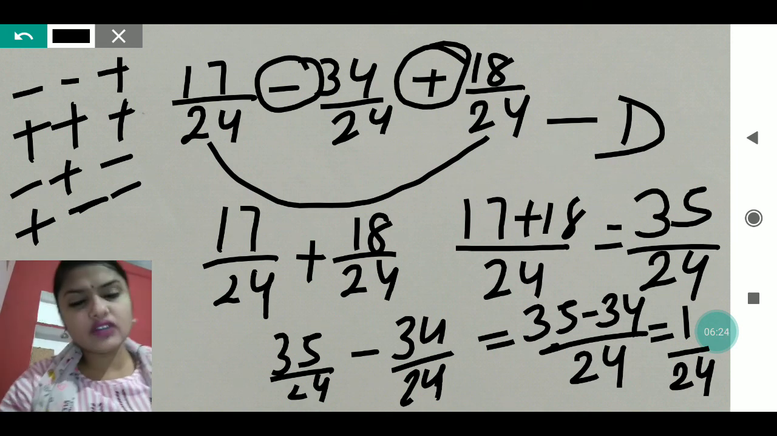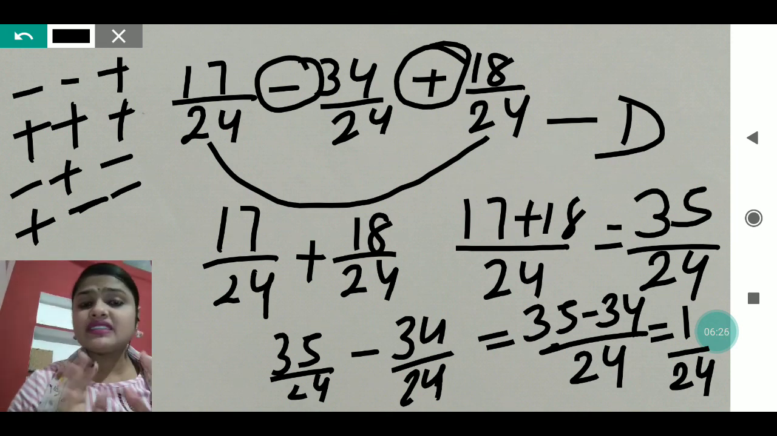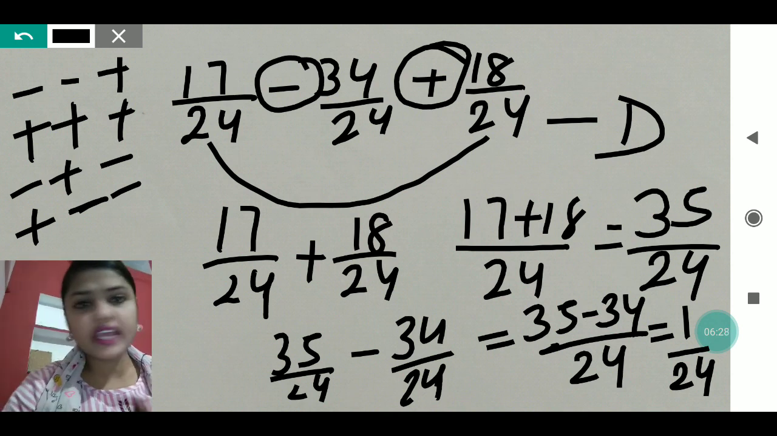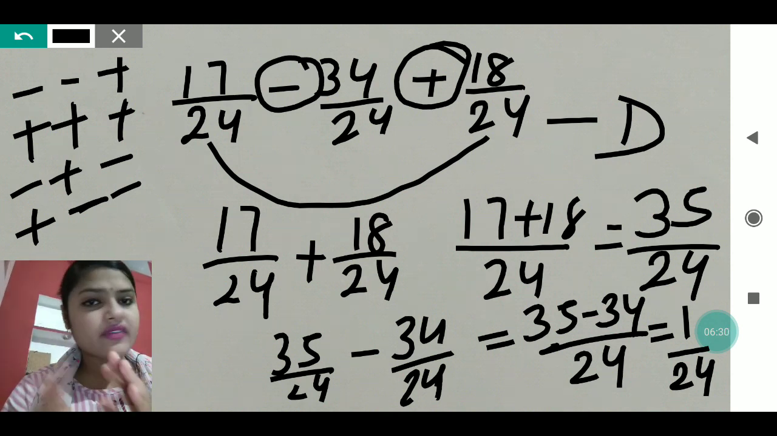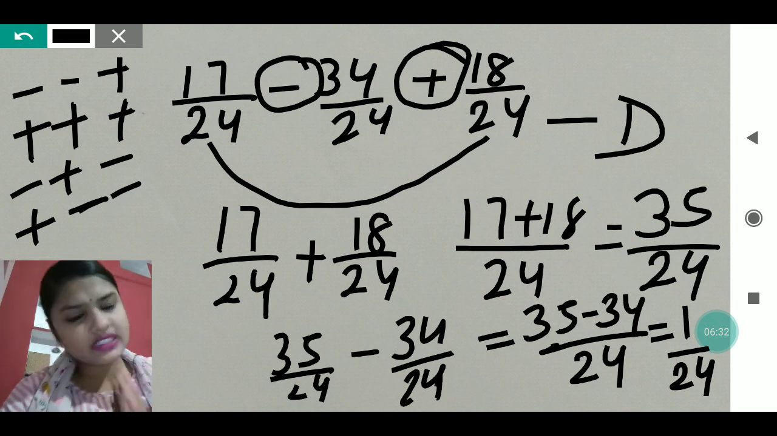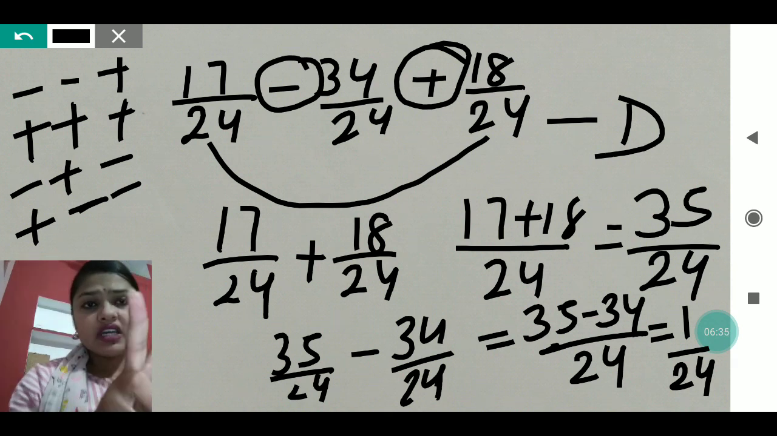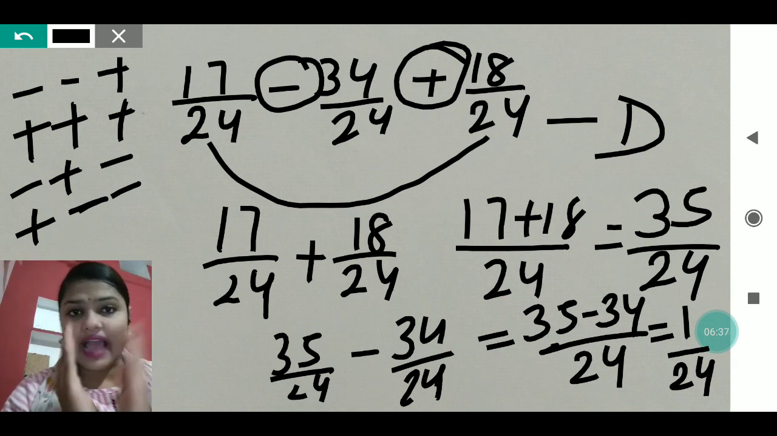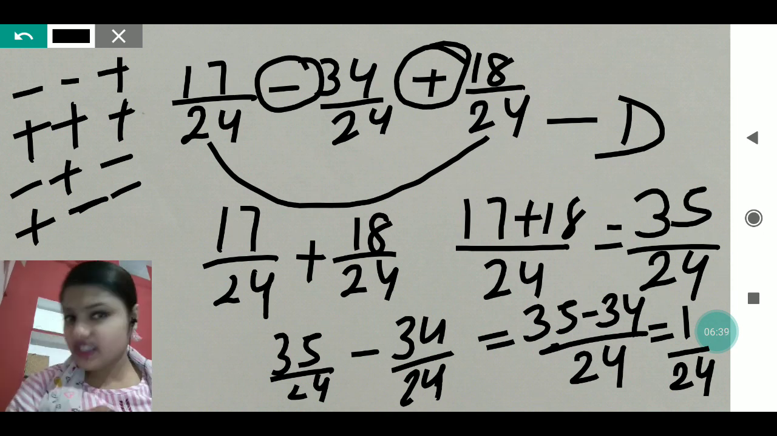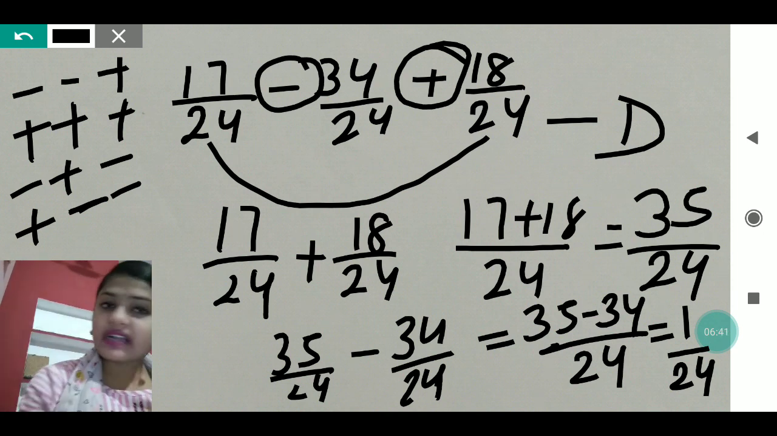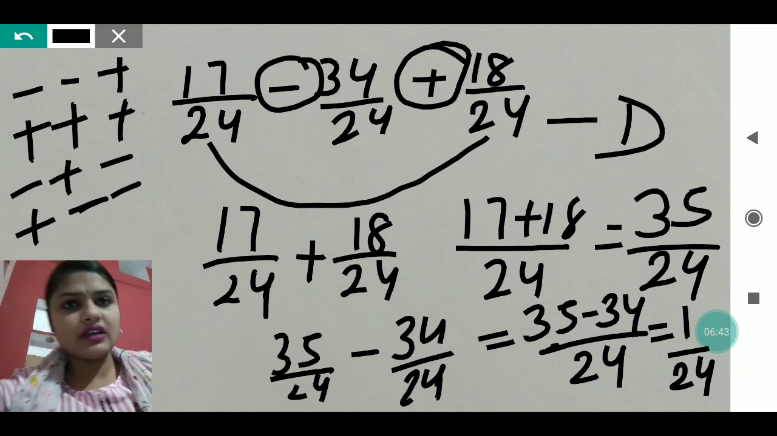You have already done questions related to these. It's just that here it is given in fractions, so don't get confused. Same signs, we will add. Different signs, we will subtract. The numbers with the same sign, first we have added. Whatever answer we got, from that we have subtracted the third number. Okay, now let's move on.